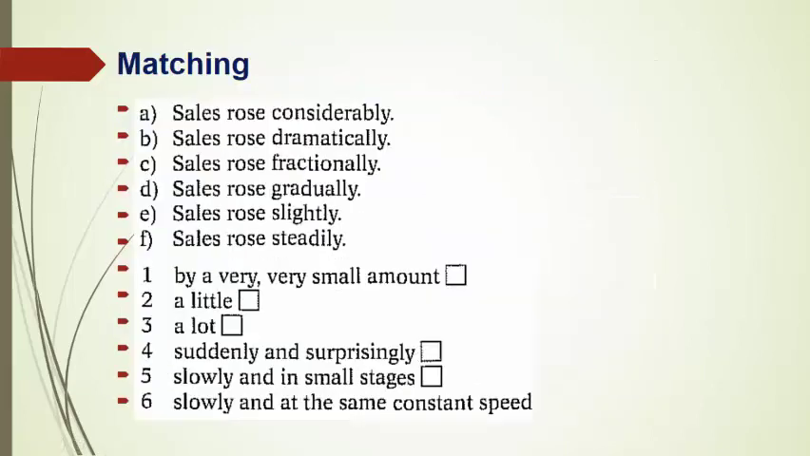Next one is activity for matching. For example, first, sales rose considerably. What can we choose from here? Sales rose a lot.